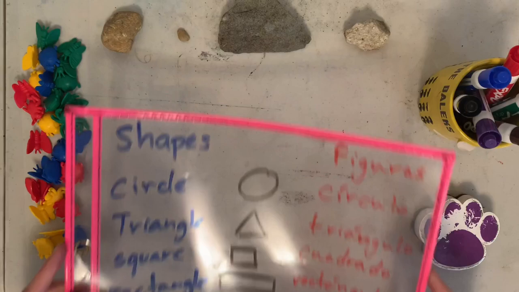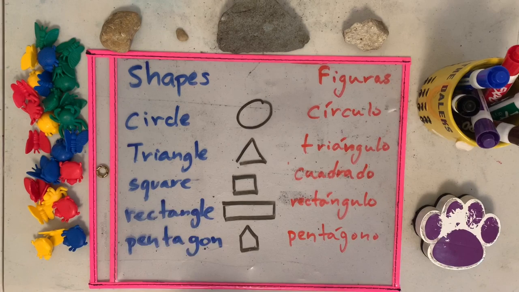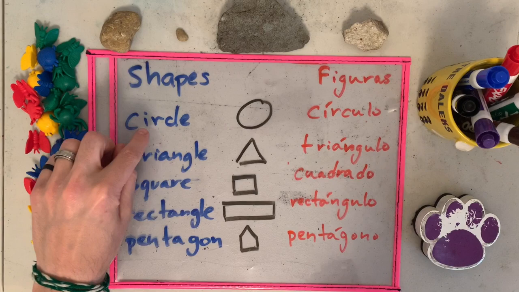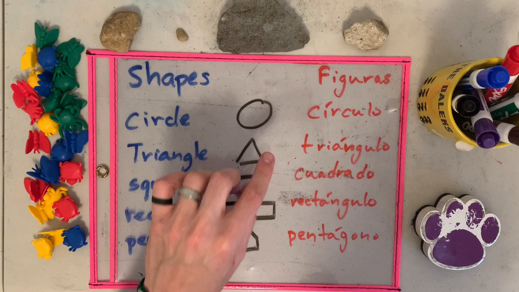We are going to review the names of the shapes. We have here a few shapes. How do they look like? And the word in Spanish. We have circle. And the circle has zero sides. No tiene lados. In Spanish, círculo.